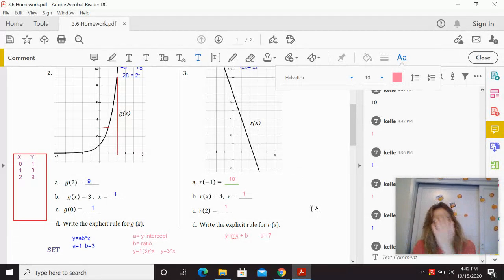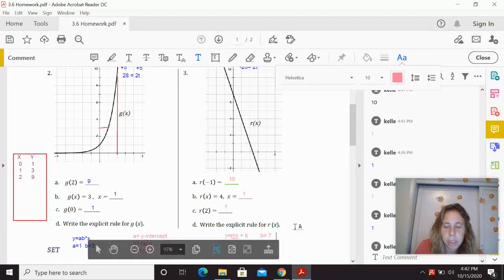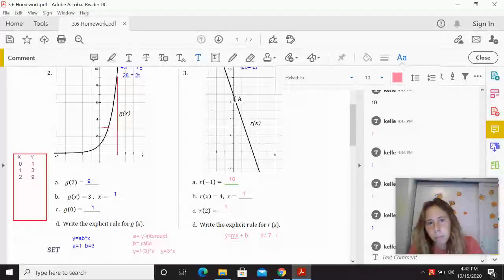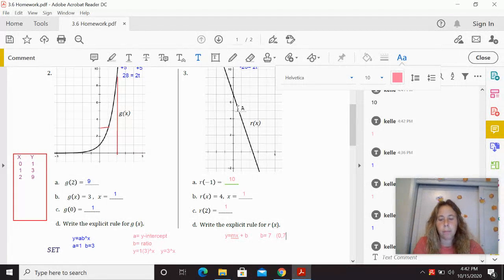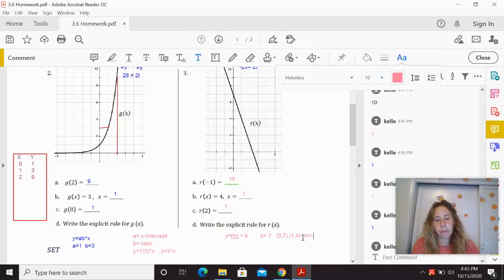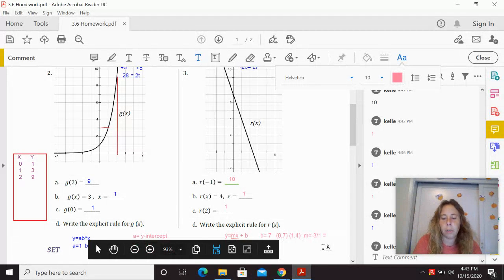And then my slope, you can take 2 points. So we'll take the point 0, 7, and the point, you can choose any 2 points you want as long as you're on your line. 1, 4. Okay, change in y from 7 to 4, that's -3. So m equals -3 over the change in x. 0 to 1 is just 1, so that equals -3.